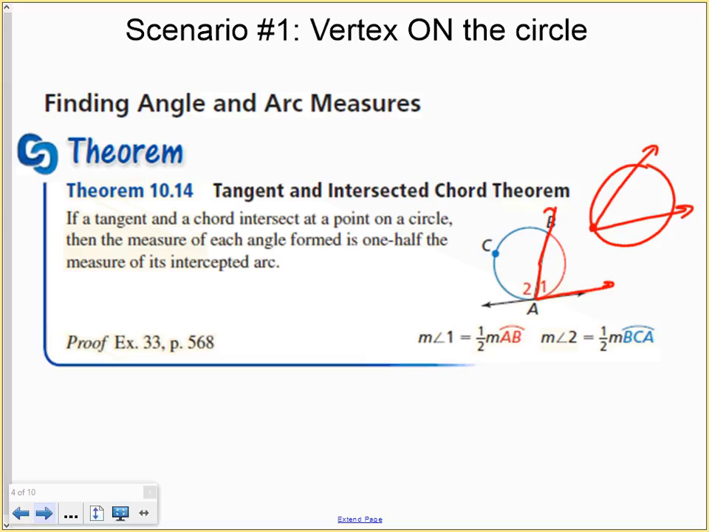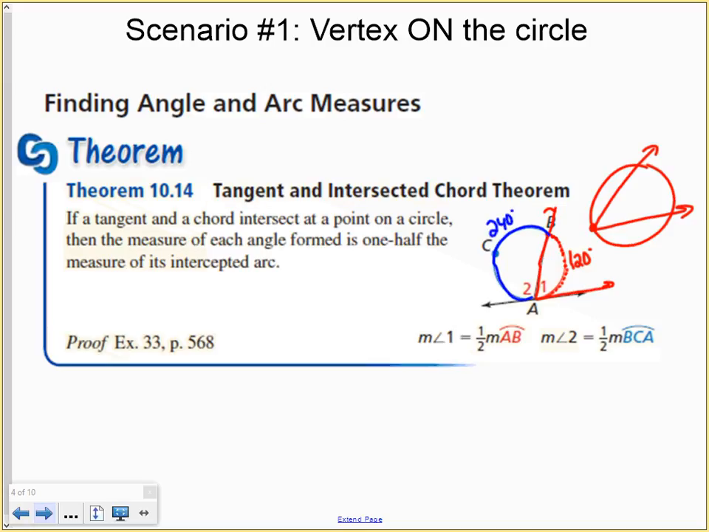If that vertex is on the circle, it is half of the arc that it intersects, even though one of the lines is on the outside of the circle. But that angle still intersects all of this. So let's just say that arc was 120 degrees. Angle 1 would still be half of that, even though it looks different than it did yesterday. And same thing over here. If this over here was 240 degrees, angle 2 would be half of that.